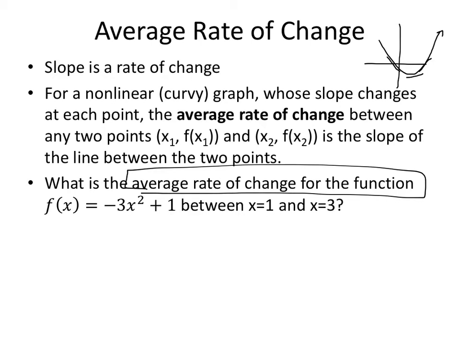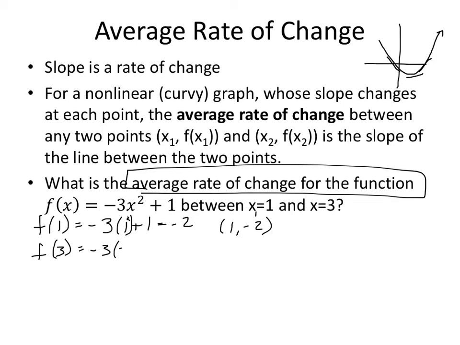So if I've got x1 is 1, then f of 1 is -3 times 1 squared plus 1, which is just going to be -2. So that gives me the point (1, -2). And f of x2 is f of 3, so -3 times 3 squared plus 1. 3 squared is 9, times -3 is -27, plus 1 is -26. That gives me the point (3, -26).